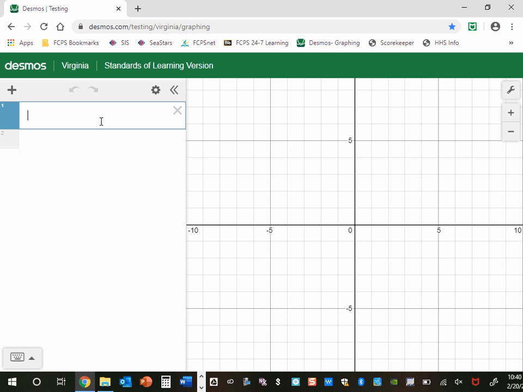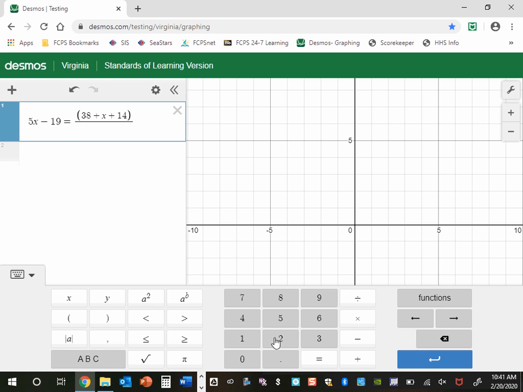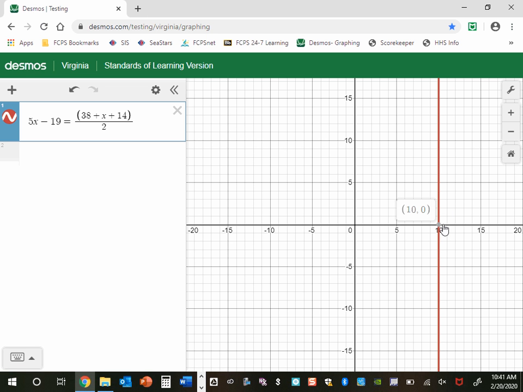All right, so once you go to Desmos, let's type in our mid-segment. So 5x minus 19. And it is going to be equal to, because we have a fraction, we are going to use parentheses. Parentheses for what's on top. So 38 plus x plus 14, close parentheses, divided by 2. Let's zoom out. What do we get for x?